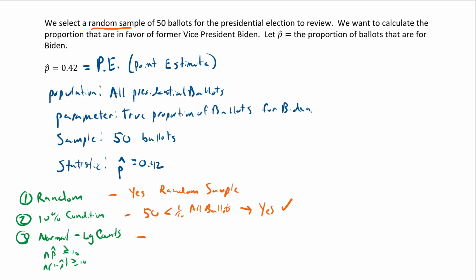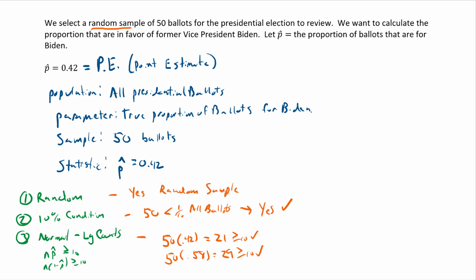Now also, we're going to look at our large counts. In this case, we take 50 times 0.42, which equals 21, which is greater than or equal to 10. So that checks off. Now we take 50 times 0.58, because 1 minus 0.42 is 0.58, and we should get a bigger number, which is 29. This is greater than or equal to 10 as well. So we checked off, and all three conditions were met, okay?